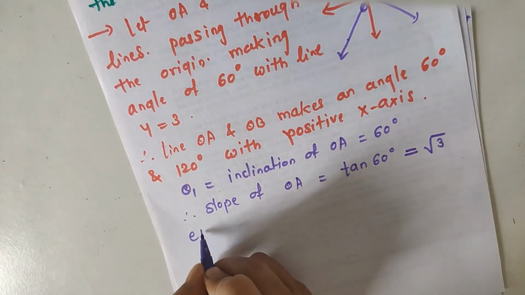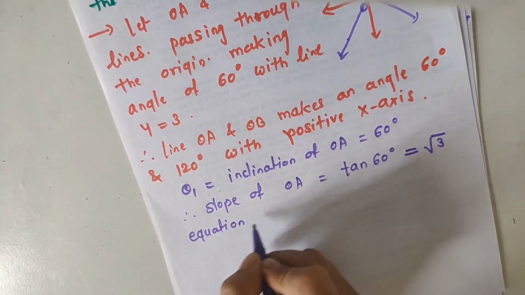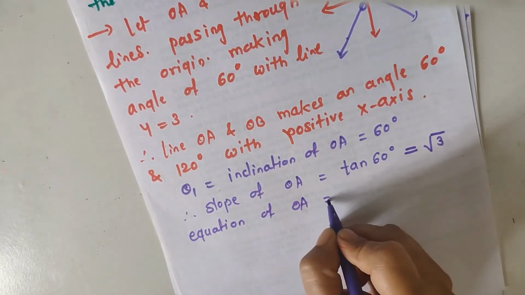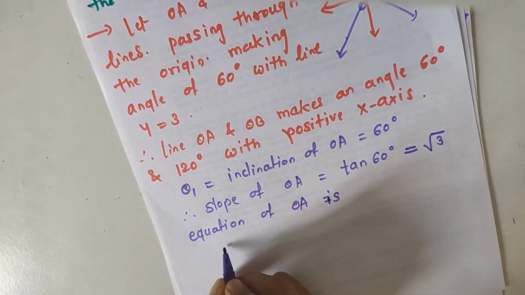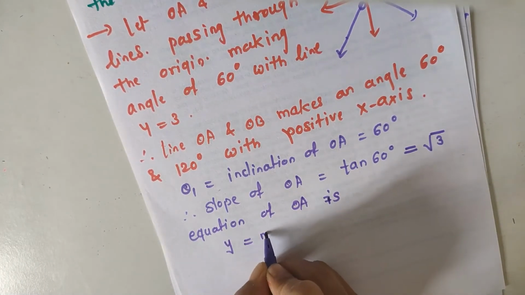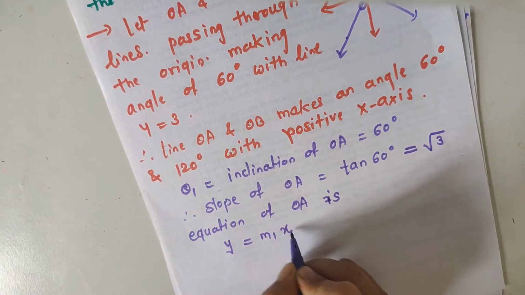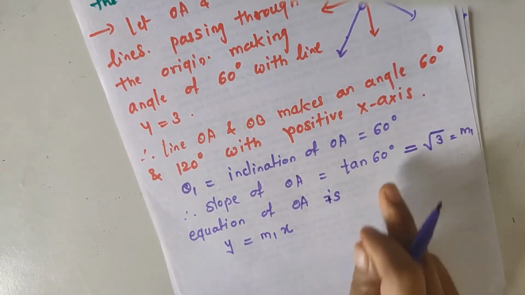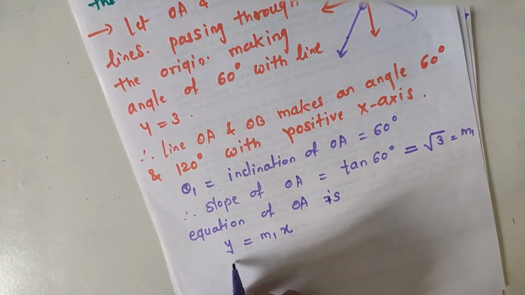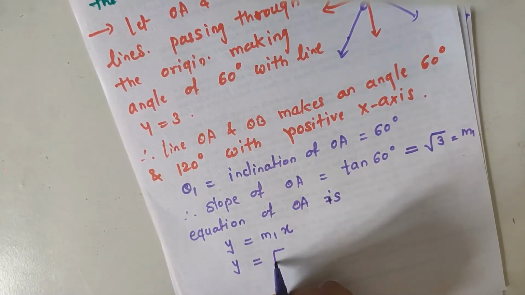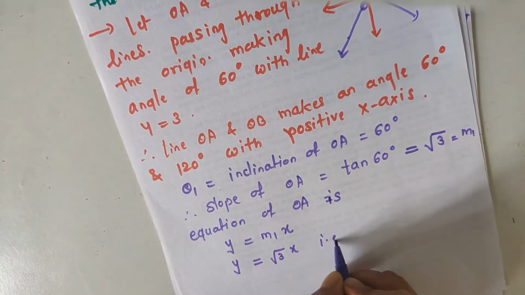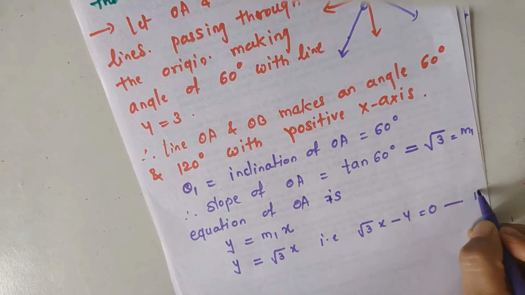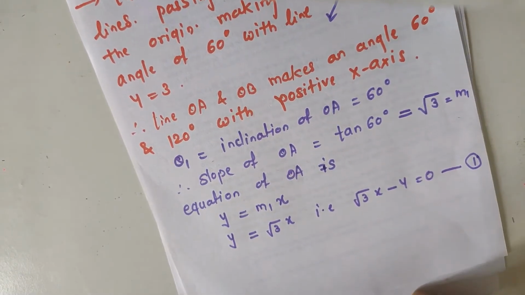So the equation of line OA, using the formula y is equal to m1x, where m1 is the slope of line OA. So using this formula we get y is equal to root 3x, that is root 3x minus y is equal to 0. This is the equation of the first line OA.